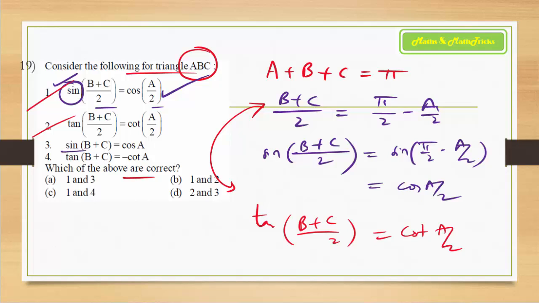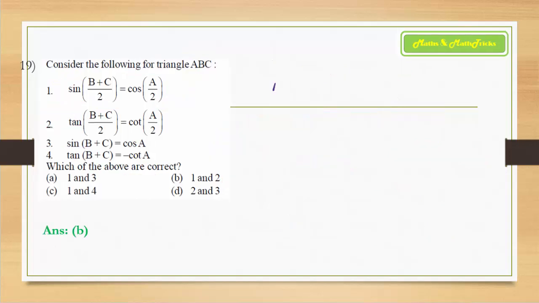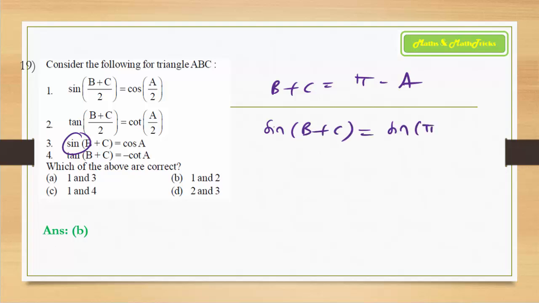Can they be correct? No, they will not, because B plus C will be equal to pi minus A. And when you apply sine on both sides, sine of B plus C will be equal to sine of pi minus A. In the second quadrant, sine is positive only. Sine of pi minus A will be sine A. But they say cos A, wrong. Here also the second part, cot is impossible. There will be minus tan A. So 3 and 4 are wrong. So only 1 and 2 are correct, and it is option B.